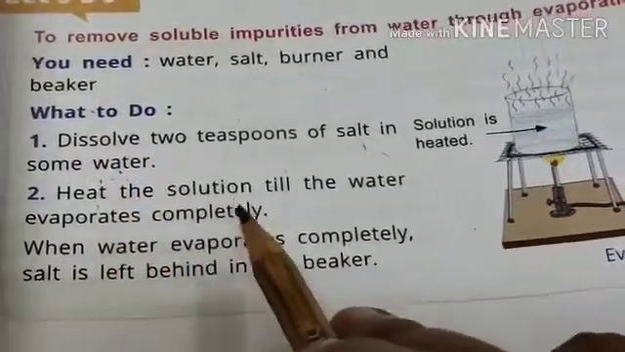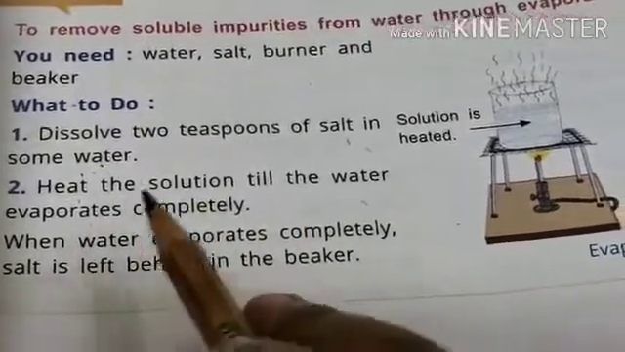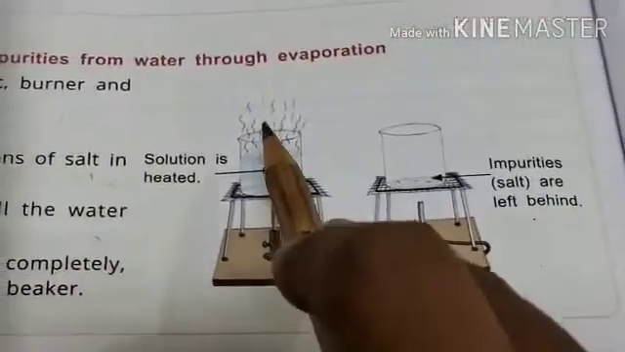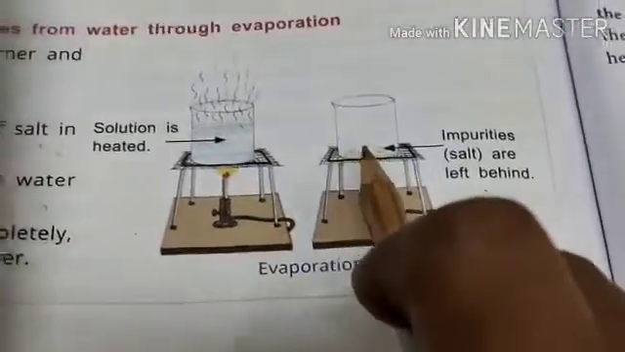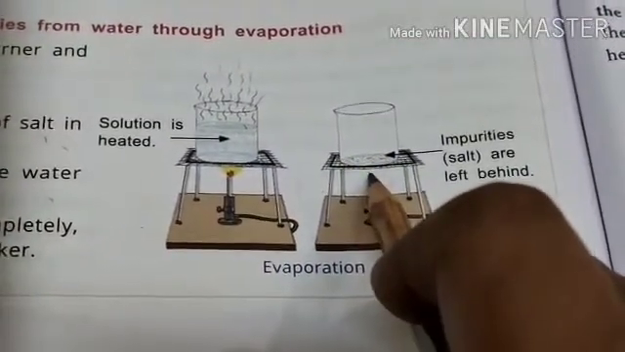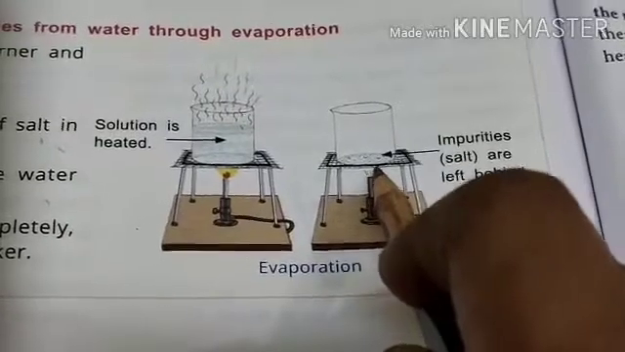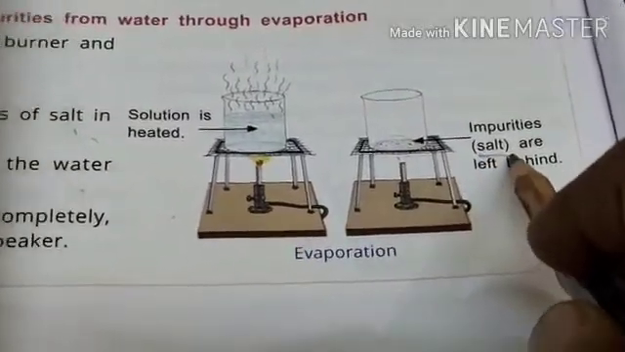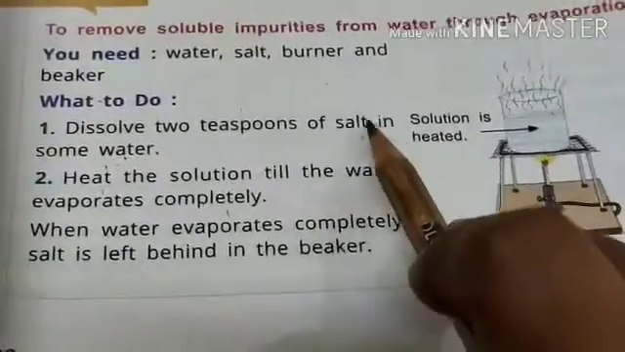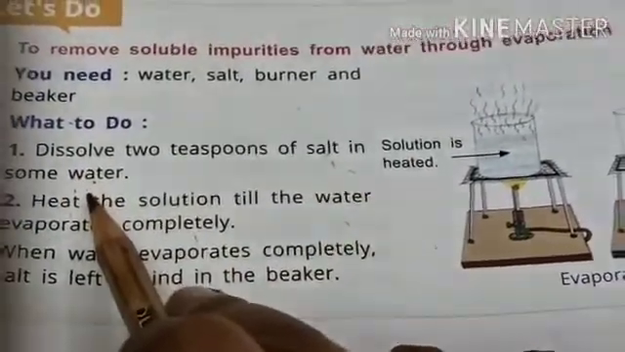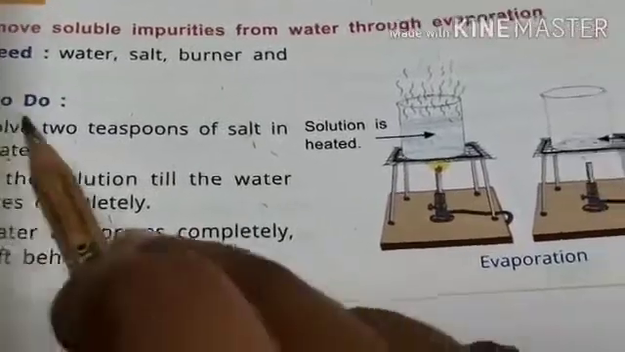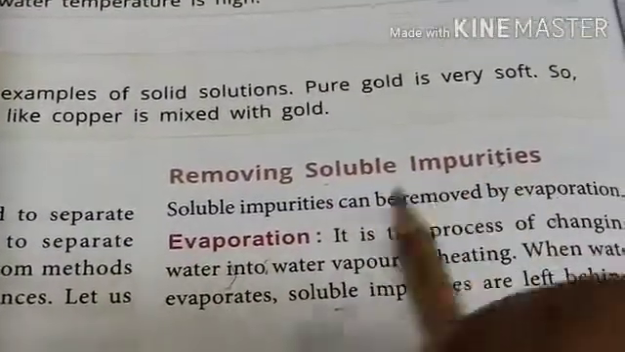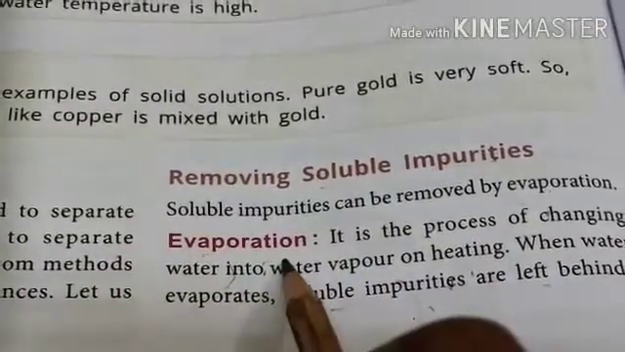Then we have to heat this solution till the water evaporates completely. Now when the water will evaporate completely, whatever left behind is the impurities. But here the impurities is in the form of salt. Why? Because we had mixed salt in water. So the method to remove soluble impurities is evaporation.